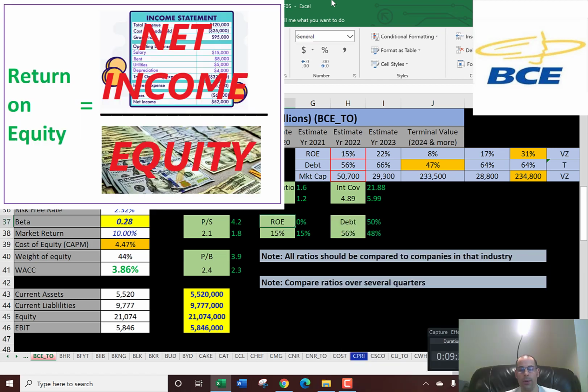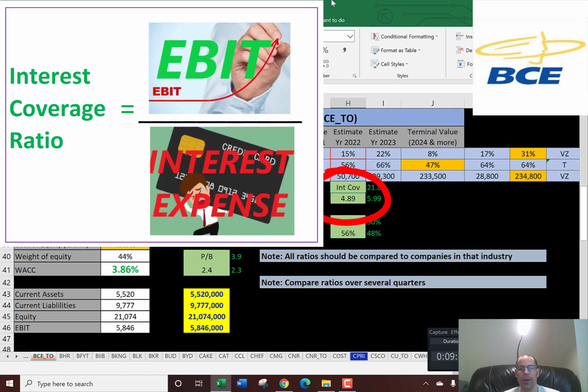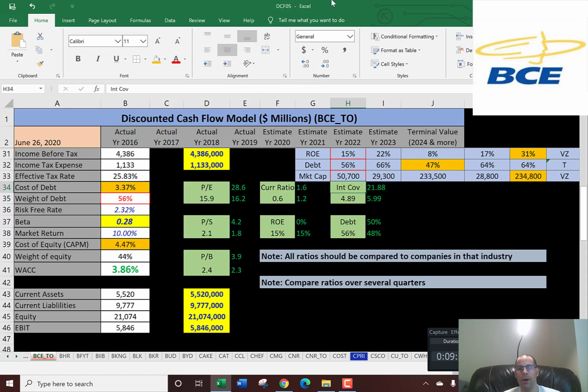Next is ROE, which is the income over equity. It's how much value the company is providing to its equity holders, and that's 15%. I like to see around 20% in a company, but 15 isn't too bad. They have an interest coverage ratio of 5, so they could cover their interest payments almost 5 times. That's EBIT over interest expense. Next is debt. So their debt is pretty good, 56%.